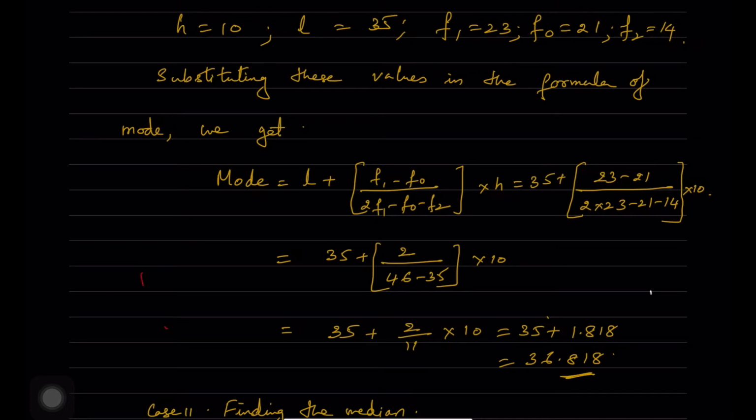So 35 plus (23 minus 21) by (2 into 23 minus 21 minus 14) into 10. It gives 35 plus 2 by (46 minus 35) into 10. So you get the answer as 35 plus 1.818. Up to 3 decimal places it's enough. So we have got 36.818.